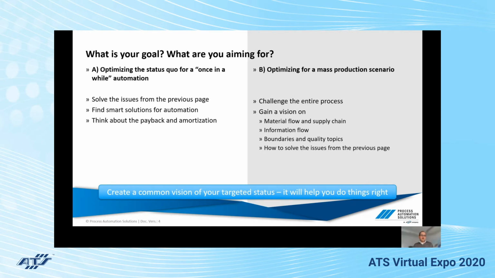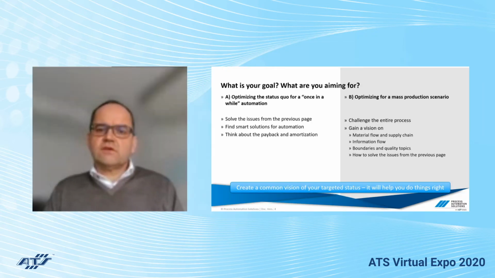So in our example, it would be a once in a while automation, I called it. What do we need to do? So we would solve the issues from the previous page, think about if there would be more issues that need to be solved. We would find some smart solutions to automize it. And then the only thing is really to think about if it's reasonable with payback and amortization period.